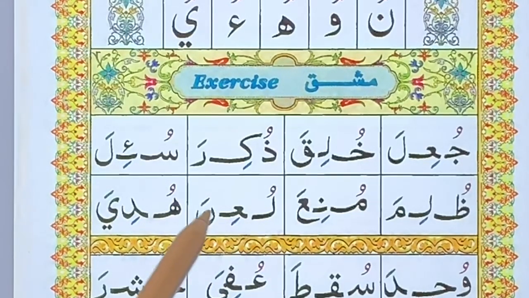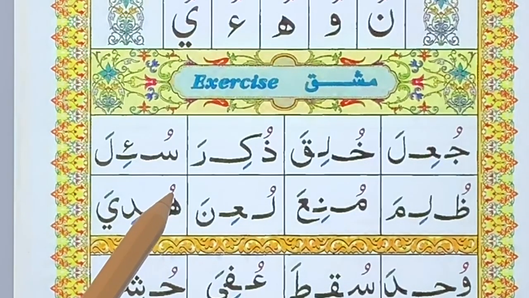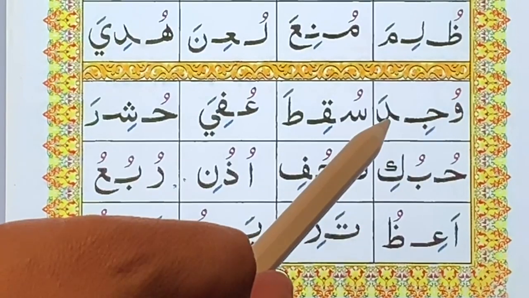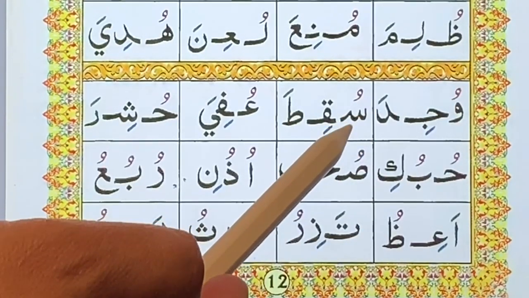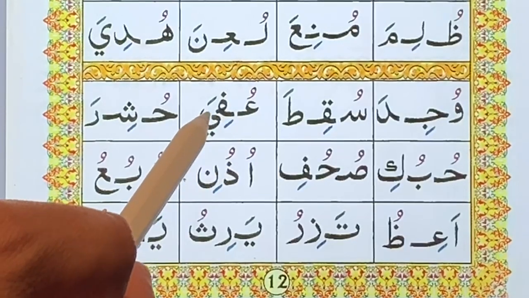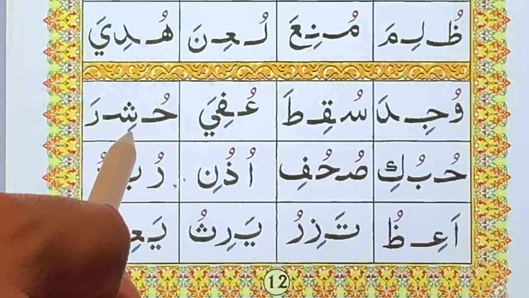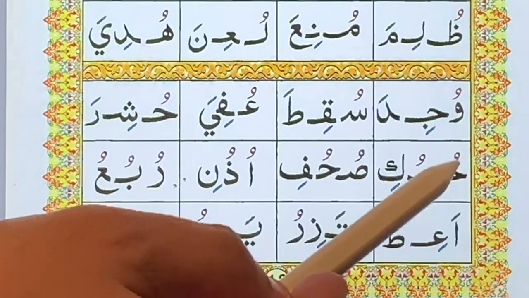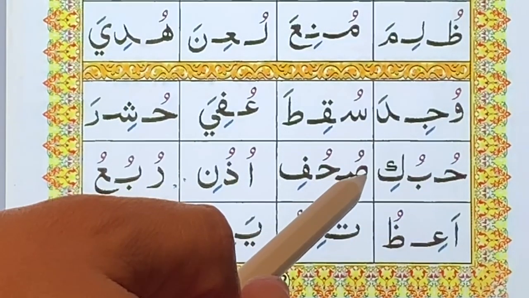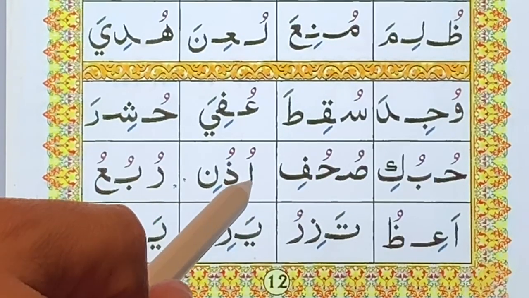Lu, i, na. Hu, di, ya. Wu, ji, da. Su, qi, ta. Ru, fi, ya. Hu, shi, ra. Hu, bu, ki. Su, hu, fi.